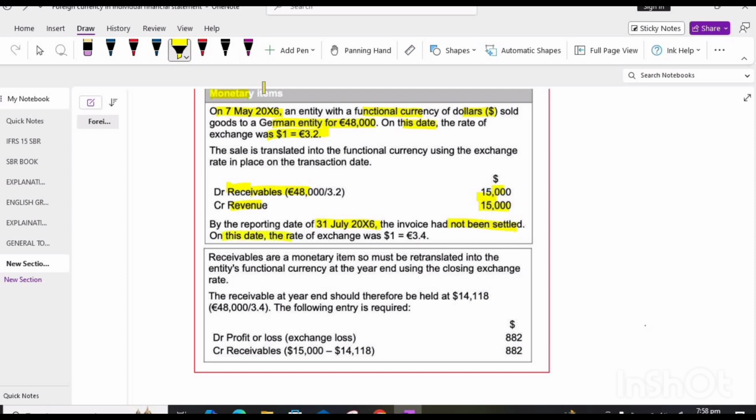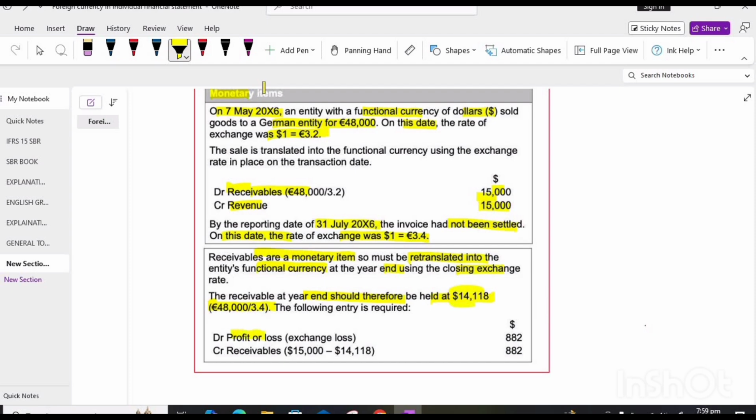Now on this date, the rate of exchange is this one. So you have receivable on monetary item, so it must be retranslated into the entity's functional currency at the year end using the closing rate, and the closing rate is 3.4. So when you are translating the receivable at the year end, therefore what you will have is this amount. Why? Because if you translate this 48 with this amount, then the value will be this.